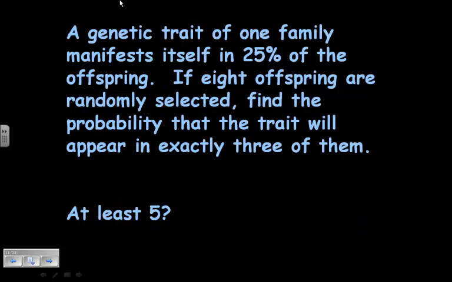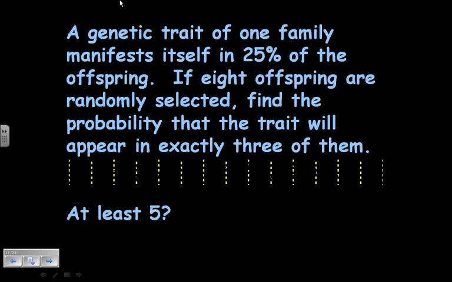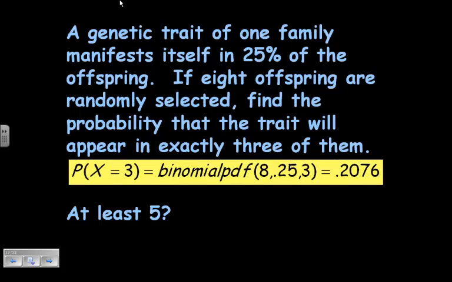Alright, so here's another example. A genetic trait of one family manifests itself in 25% of the offspring. If 8 offspring are randomly selected, find the probability that the trait will appear in exactly 3 of them. So we're going to use our calculator this time. Probability of x equals 3, and this is important. I want you to write that notation. Probability of x equals 3. I'm going to require it on my tests and quizzes, and the AP exam requires it on theirs as well. So get in the habit of writing this notation.